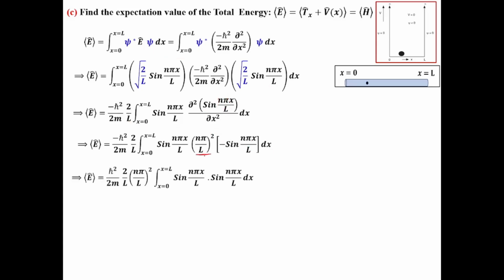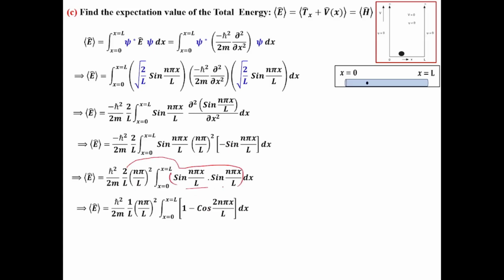This factor is a constant, taken outside of this integration, and here this minus and this other minus make a plus: h cross square by 2m, 2 by L, n pi by L whole square, and the integration limits 0 to L, sine n pi x by L into sine n pi x by L dx. Here 2 into this much is written as this much. Why? Because we know that 2 sine A into sine B is cos of A minus B minus cos of A plus B. Here you can see A and B are both equal.